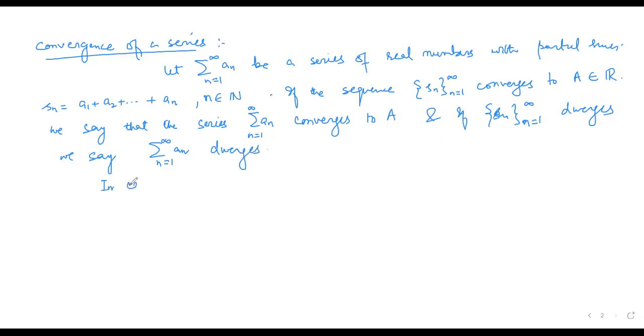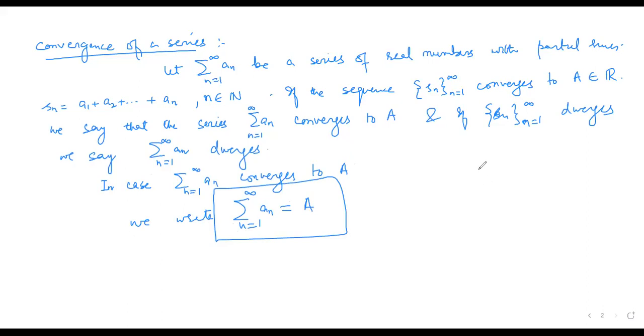In case summation n runs from 1 to infinity a_n converges to A, we write summation n runs from 1 to infinity a_n is equal to A. I want to point out that when I write it like this, it actually means limit n approaches infinity S_n is equal to A. So please pay attention to this.